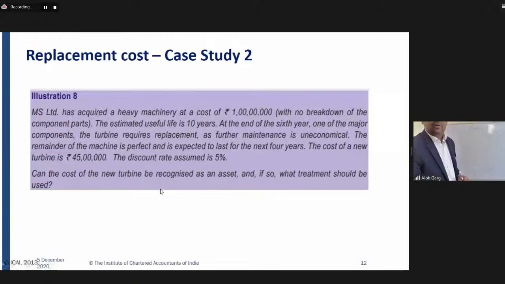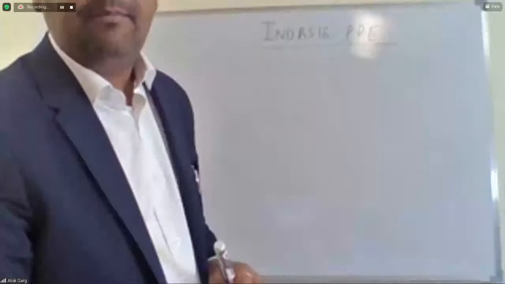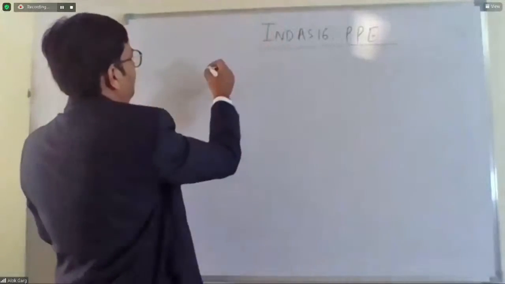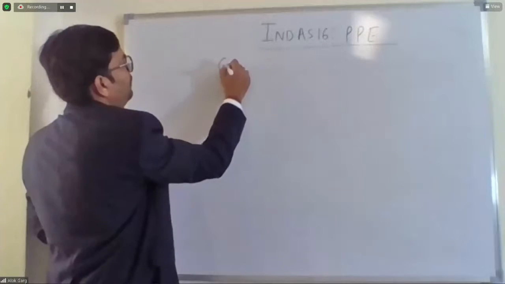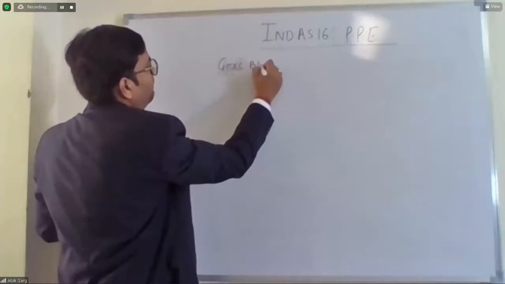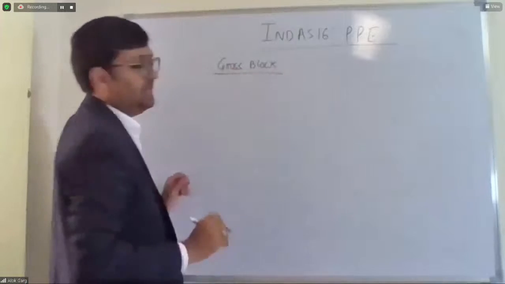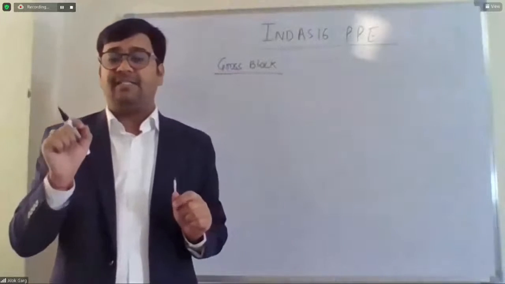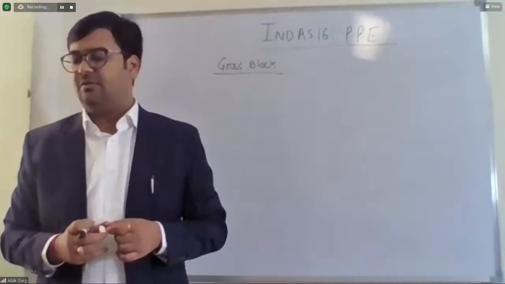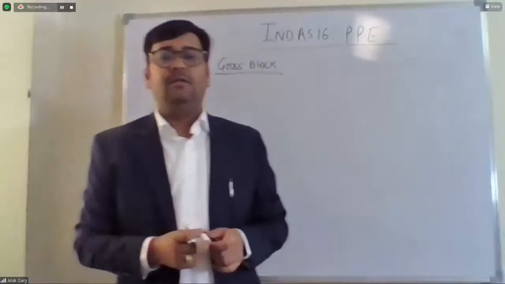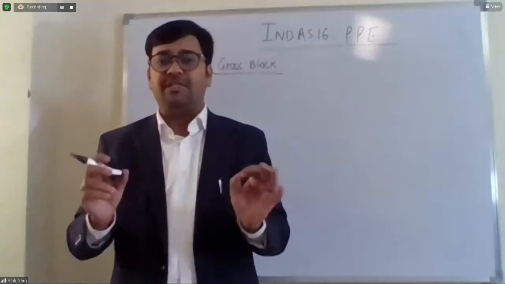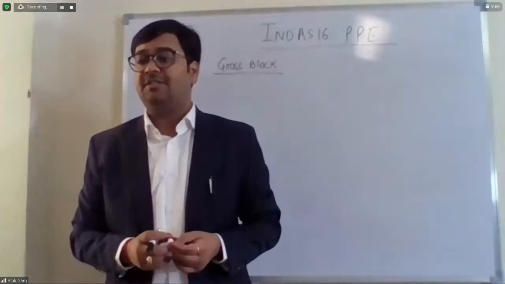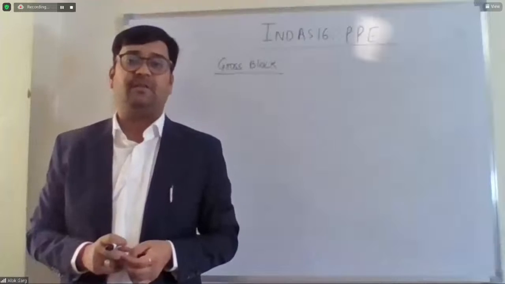So I am just unsharing this and moving on to the whiteboard. First thing is, what is the cost of the asset? What is the gross block? I am splitting this into two parts. The first question is whether the cost of the turbine is a major cost or a day-to-day cost. Is it a major replacement or a day-to-day cost? It is a major replacement.